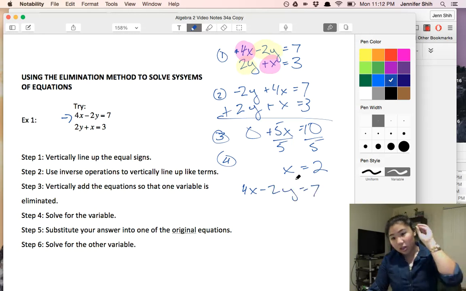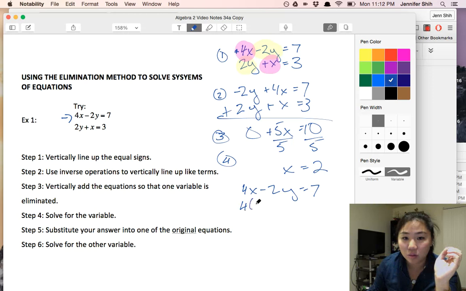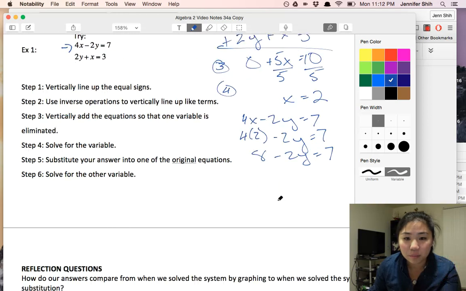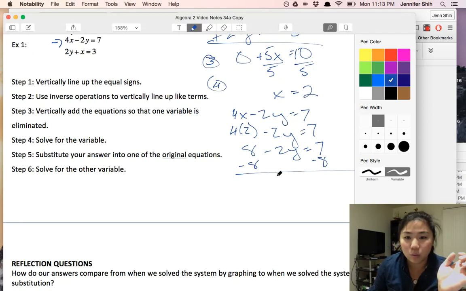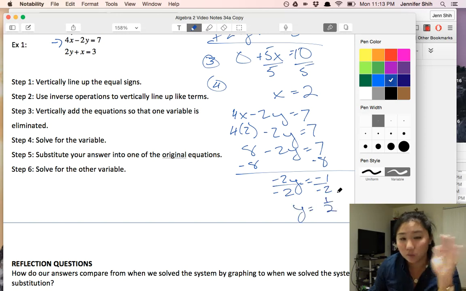Now, we eliminated y, and we have an x value. Now we're going to solve for y because we have one of these unknowns. So 4 times 2 minus 2y equals 7. 8 minus 2y is equal to 7. Negative 8. Negative 2y is equal to negative 1. Divide by negative 2. Divide by negative 2. y is equal to 1/2. Oh no, a fraction. No, fractions are fine.